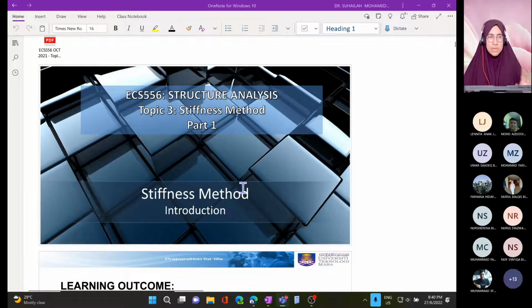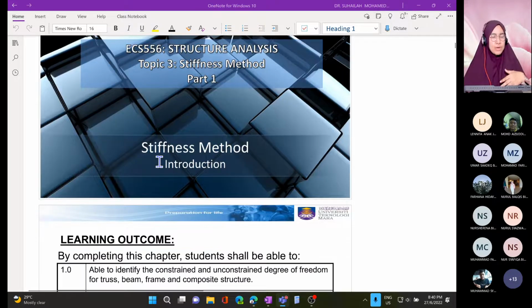So tonight we are going to discuss the stiffness matrix method. I believe you have actually learned this topic last week, right? Last week and the last two weeks. Okay, so for the stiffness method, we revise back what we have discussed last week.